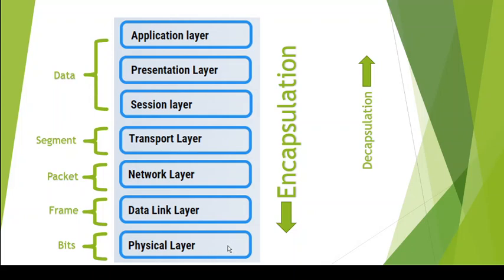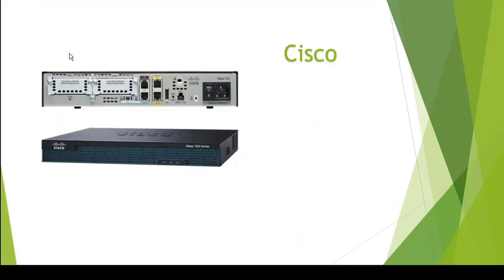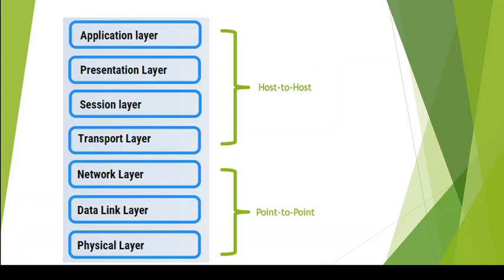And after that, when we move upward from the physical layer to the application layer, the whole process is decapsulating the data, and bits to frame, then packet to segment, then data. As we move forward, we have these 7 layers divided into two categories. The upper four are for host to host, and the lower three layers are point to point.